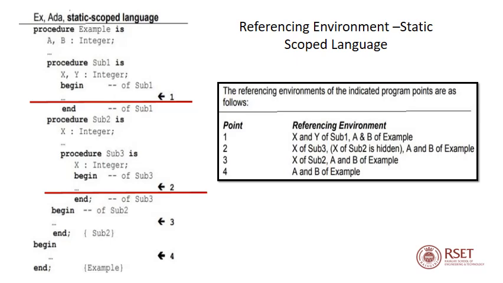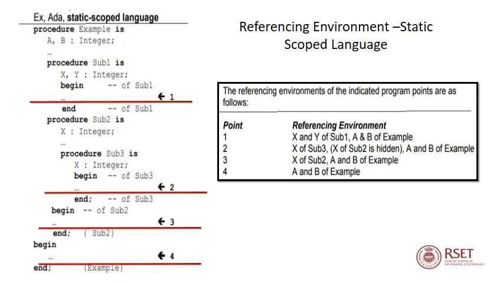Now at this point, after that sub3 ends and we are back in the body of sub2, let's see what is visible. In point 3, in referencing environment 3, x of sub2 becomes visible once again, and variables a and b of example are also visible.